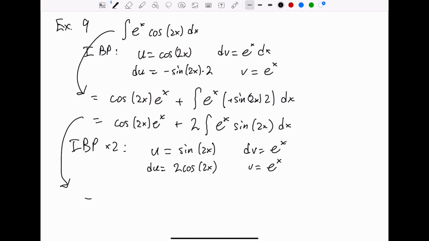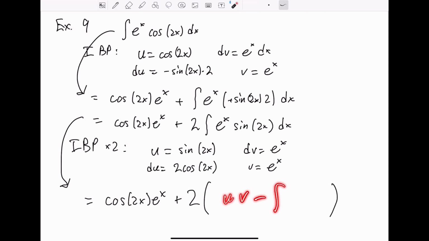So let's bring this down. This is cosine of 2x e to the x. I'm just copying that from the step above. And now I apply the integration by parts formula. I have 2 times, now I need uv minus the integral of v du for these new choices. u is sine of 2x, v is e to the x, minus the integral of v du, 2 cosine 2x dx.